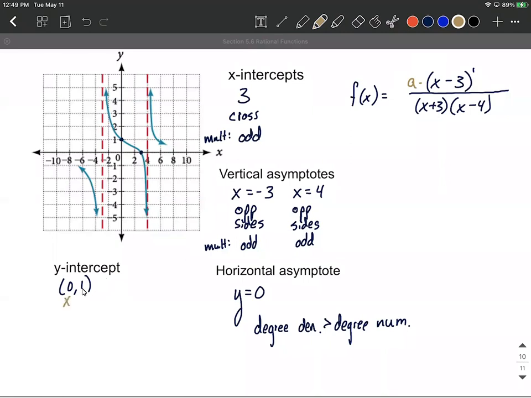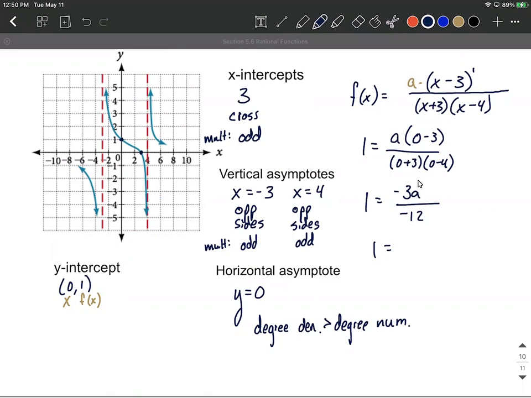So to use it, I'm going to say x value, f of x value. Let's plug the 0 in for x and plug the 1 in for f of x. So 1 goes in for f of x. We have a multiplied by 0 minus 3 over 0 plus 3 times 0 minus 4. Now with an equation that only has constants in it except for a, let's do a little bit of work and solve down for a. So some simplifying first, we can say negative 3a in our numerator over, that's 3 times negative 4, or negative 12.